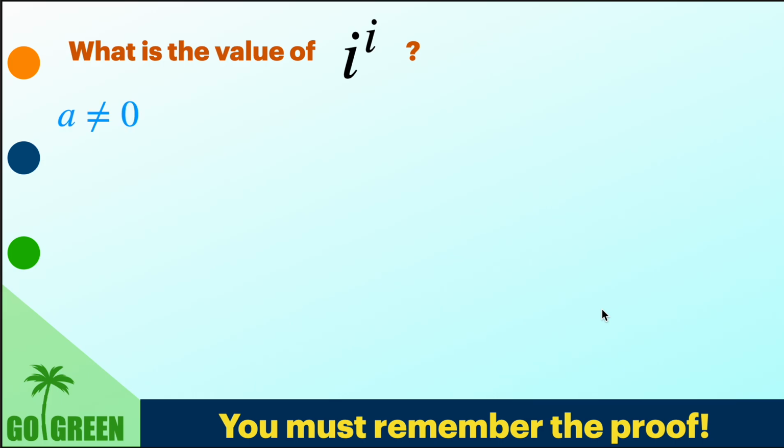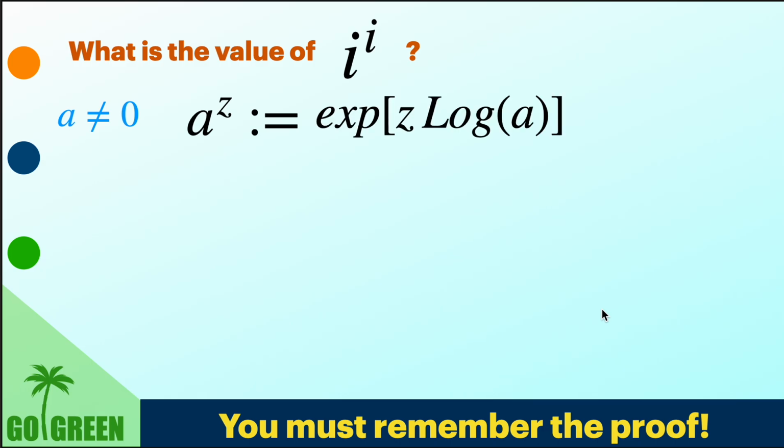Suppose a is not equal to 0, then a to the power z, where a is a non-zero complex number, and z is another complex number which can be 0. z can be 0 but a is not 0. Then a to the power z is defined by this expression, exp of z log a. This is capital Log because the L is written in capital. exp is called the exponential function, and Log is of course the logarithm.